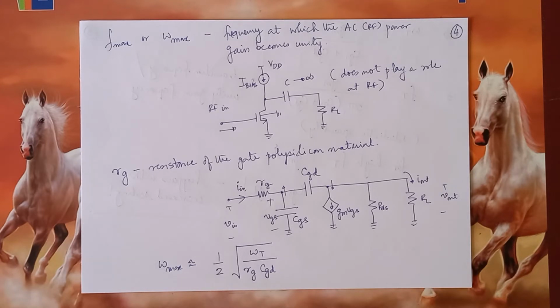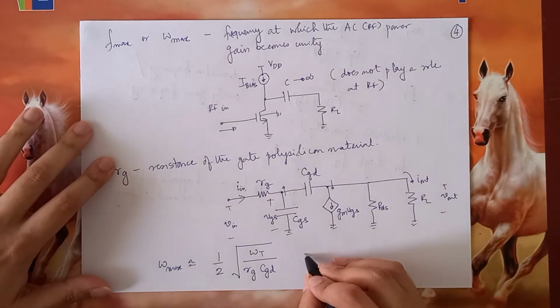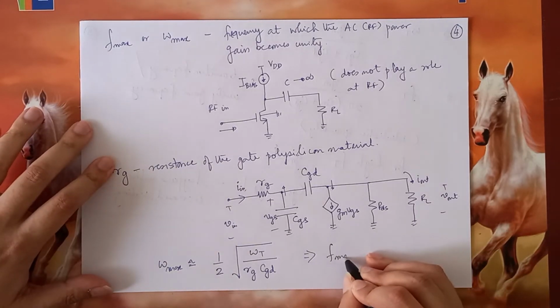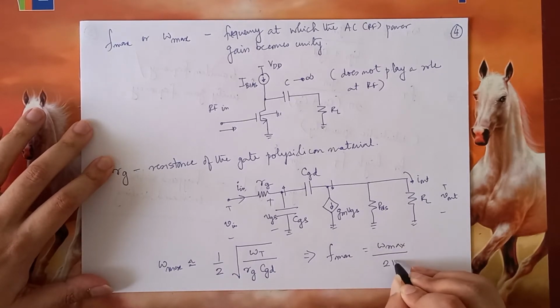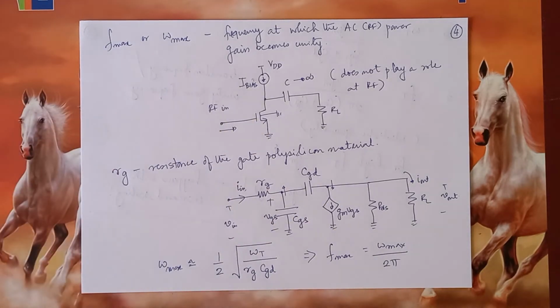So from this you can actually find out F max, which is nothing but omega max by 2 pi. So the two frequencies that we saw, one is the unity gain or the transition frequency, the other is the unity power gain frequency or the F max. So this Ft and F max are called the figures of merit for an RF transistor.